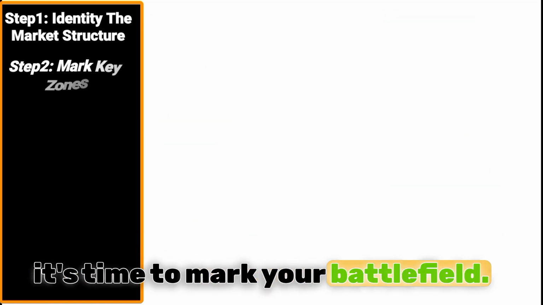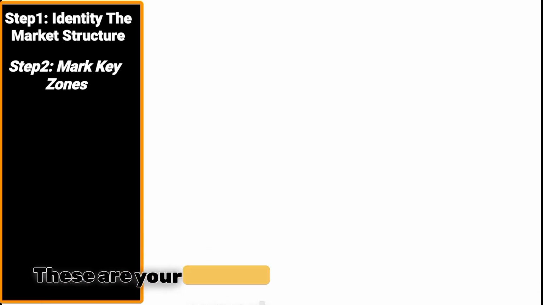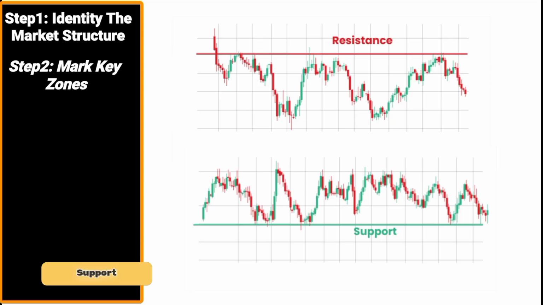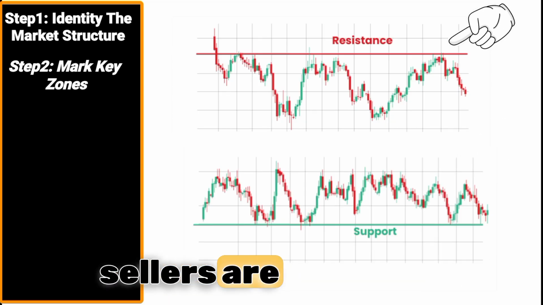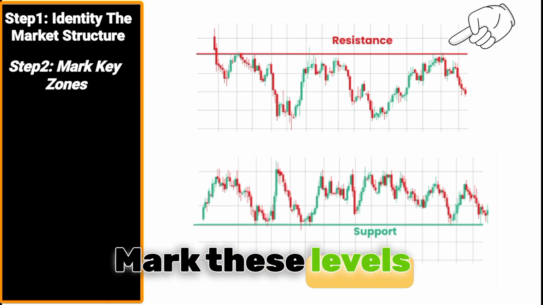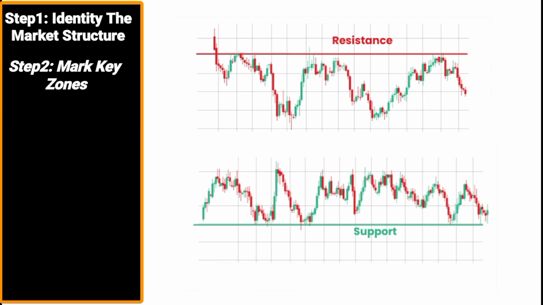Step 2. Mark key zones. Now that you know the direction, it's time to mark your battlefield, your key zones. Look left. Find levels where price has reversed multiple times. These are your support and resistance zones. Support means buyers are waiting. Resistance means sellers are waiting. Mark these levels cleanly. Keep your chart simple, only the zones that really matter. You don't need 10 lines, just 2 or 3 strong ones are enough.